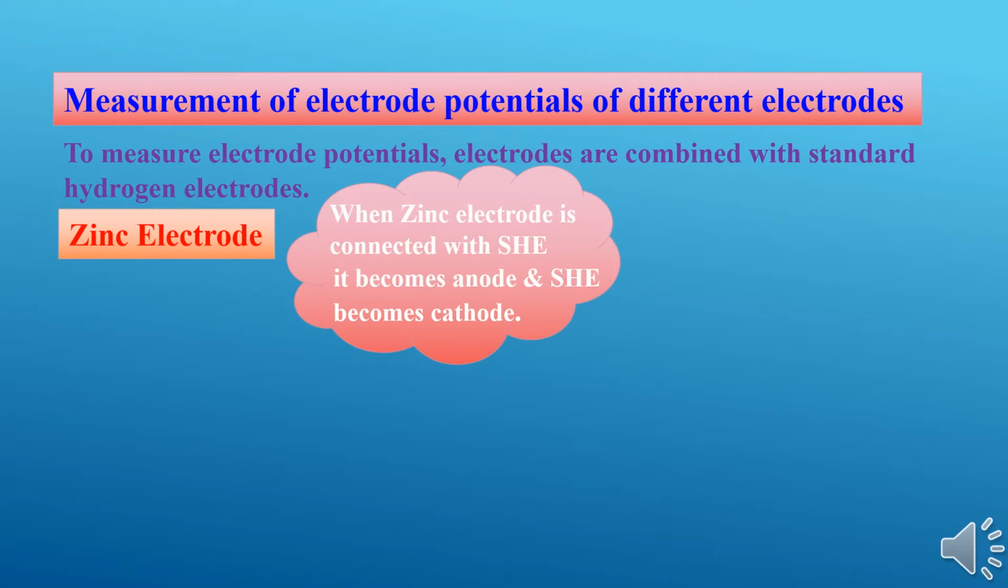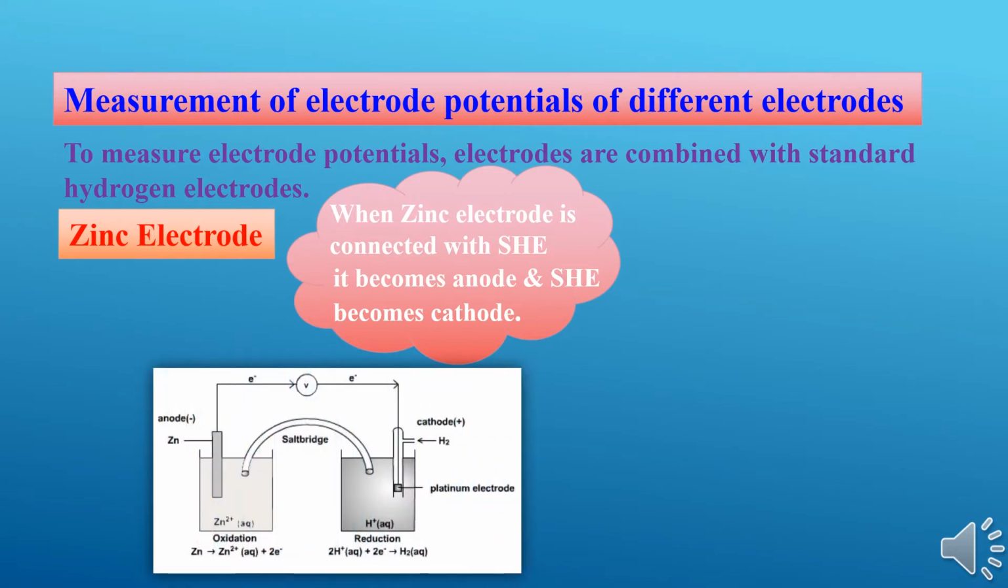When the zinc electrode is connected with SHE, it becomes the anode and the SHE becomes the cathode. So how do we decide which is acting as a cathode and which is acting as an anode? The one having the higher reduction potential acts as the cathode, and the one having the lower reduction potential acts as the anode. Here, in this case, when zinc is connected with SHE, SHE becomes the cathode and zinc becomes the anode.